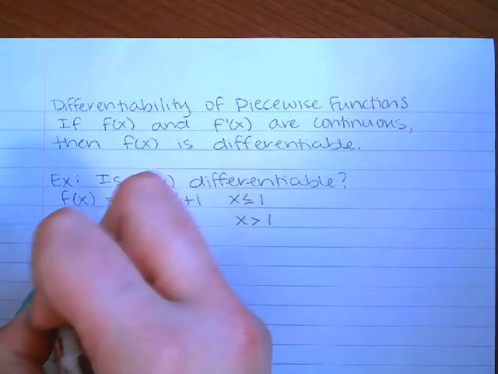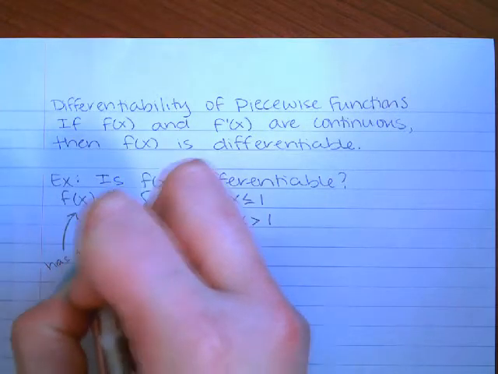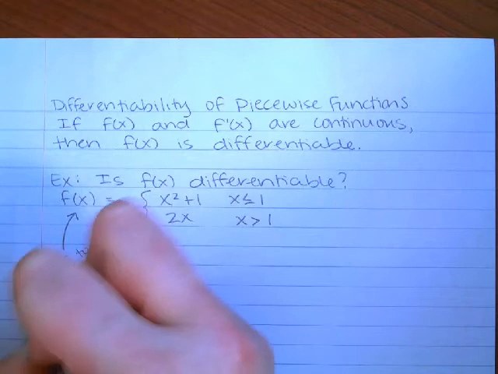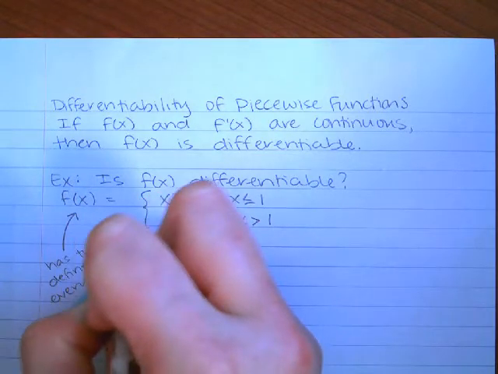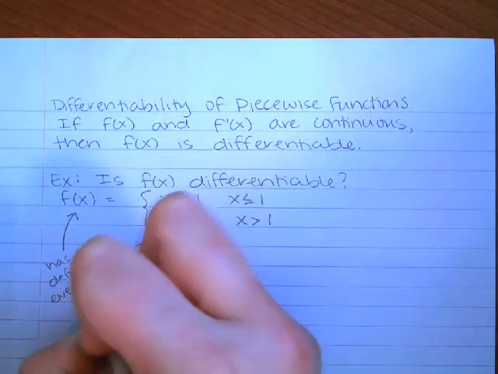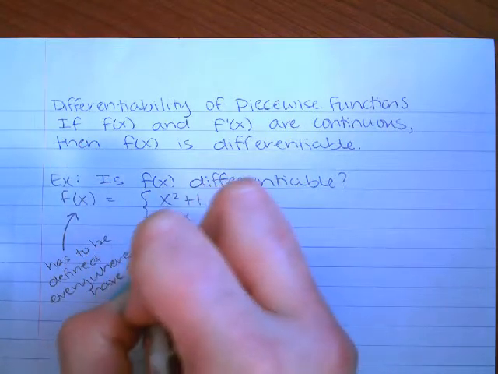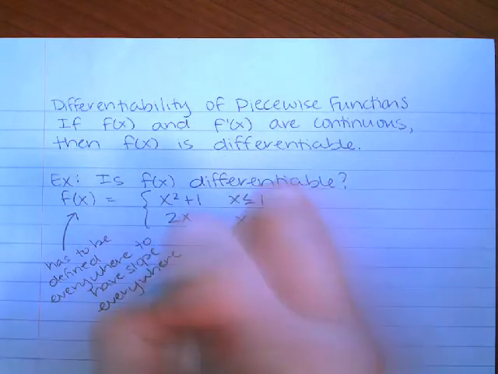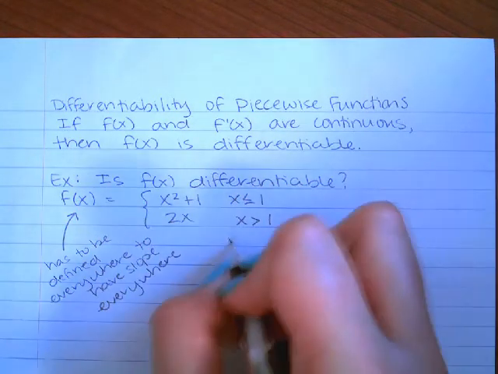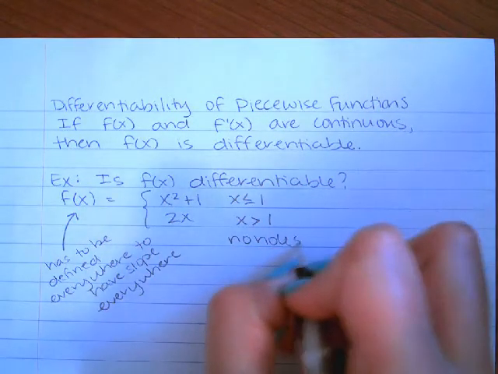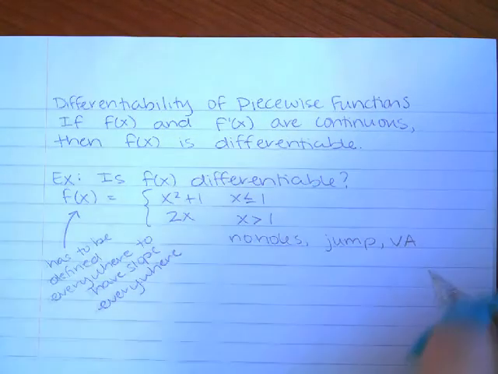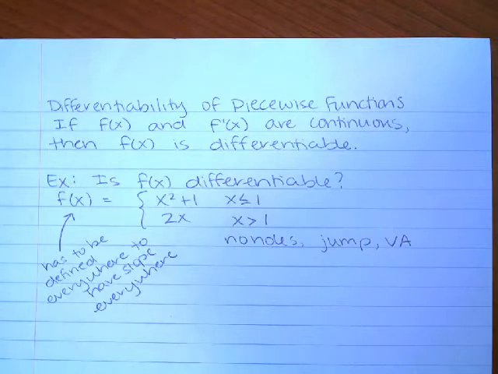So it has to be defined everywhere to have a slope everywhere. So we've got no holes, jumps, or VA. Can't have any of that stuff if this is going to be differentiable.